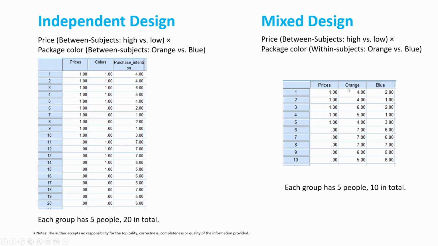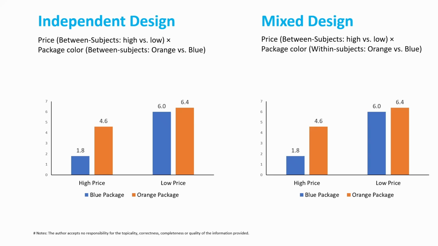But here, the purchase intention is split into two columns, since these 10 participants answer both questions, for the orange package and the blue package. These numbers represent their purchase intention. So there are 2 columns of dependent variable.